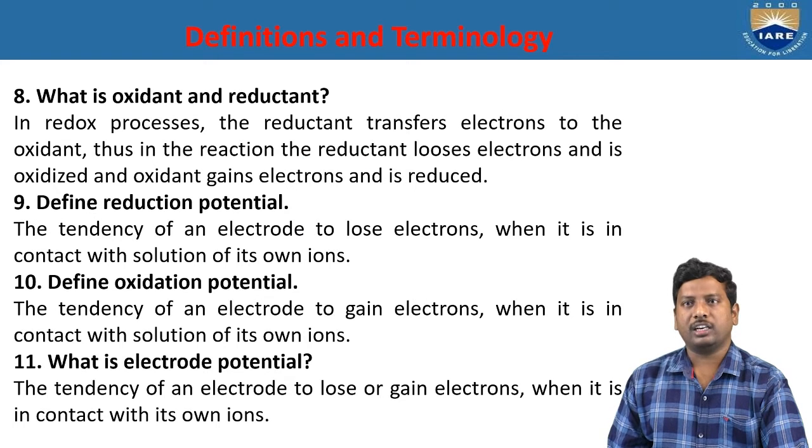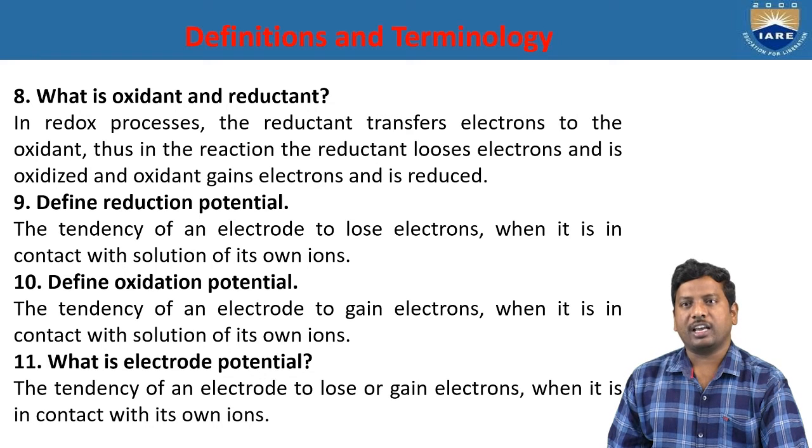And what are oxidant and reductant? In a redox process, the reductant transfers electrons to the oxidant. Thus in the reaction the reductant loses electrons and is oxidized, and the oxidant gains electrons and is reduced. So in the oxidation reaction the participant is the reductant, whereas in the reduction reaction the participant is the oxidant.